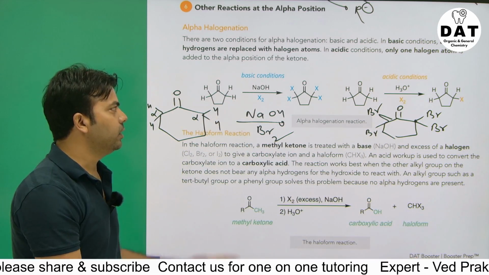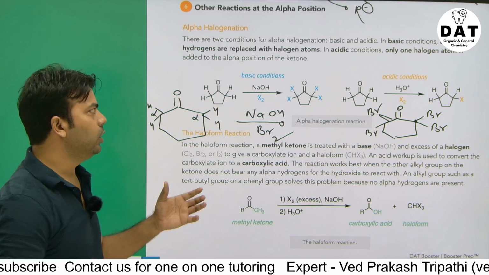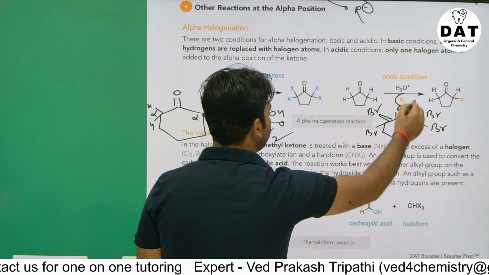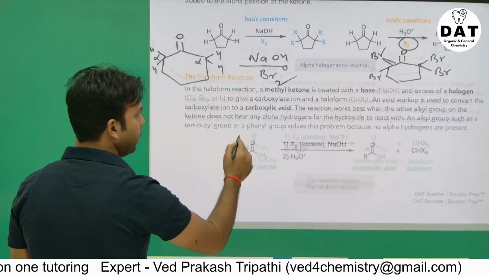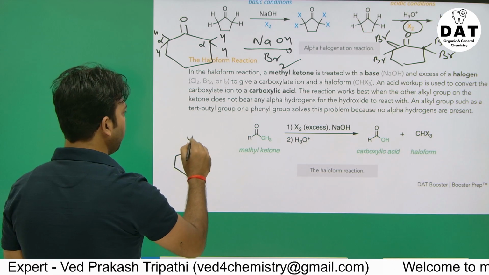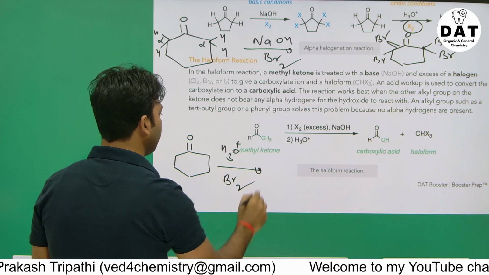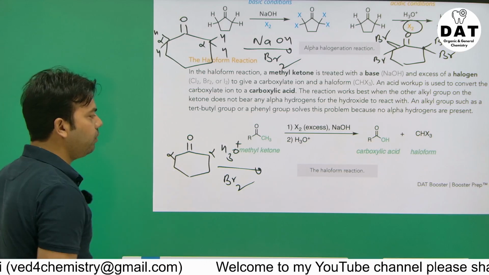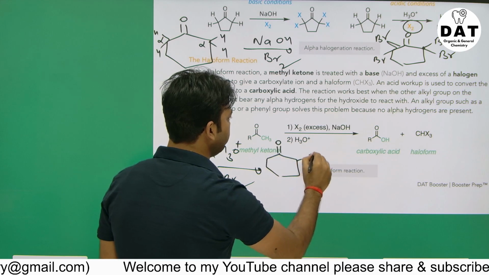If you have acidic medium, then only one alpha hydrogen is replaced by halogen. Like this. Suppose we have this one and we are using H3O plus, Br2. So this is the alpha, this one is alpha, both alphas are the same here. So any one of the alpha hydrogens is replaced by bromine. So this is called the reaction in acidic medium. Clear?